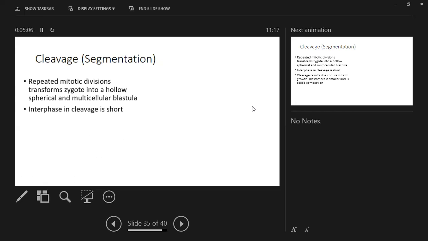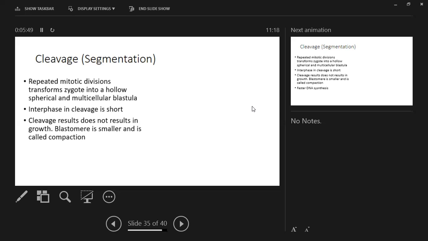Interphase in cleavage is very short. Usually the interphase is very large in mitosis or cell division, but here it is very short. Cleavage does not result in growth. Growth means increase in size. It only forms new cells which are very close to each other, like compact. That's why this is called compaction. It will not grow in size. They will keep on dividing and the cells are very, very close to each other.